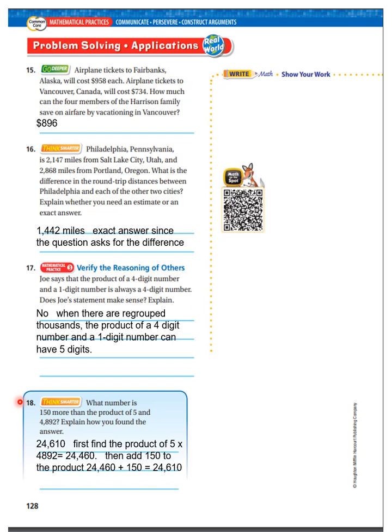What number is 150 more than the product of 5 and 4,892? Well, it is 24,610. First, I have to find the product of 5 times 4,892, which is 24,460. Then I have to add 150 to it. Okay?